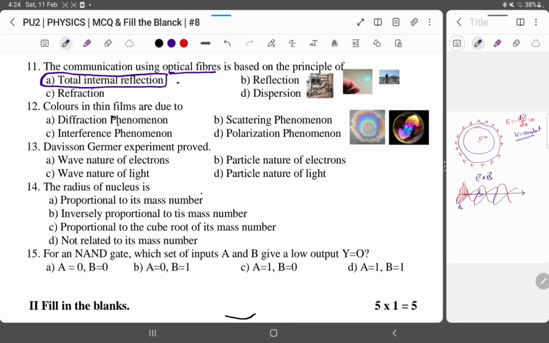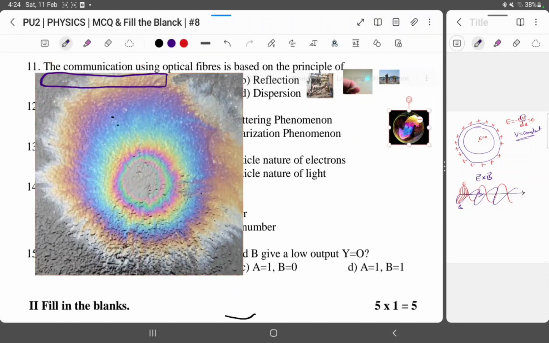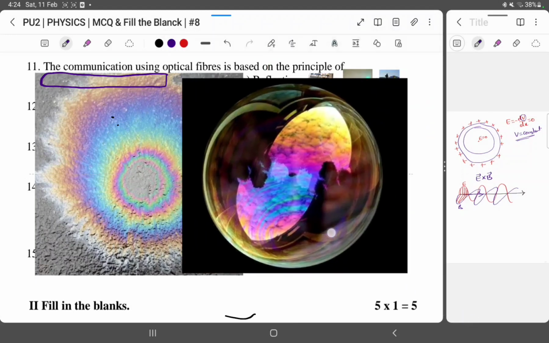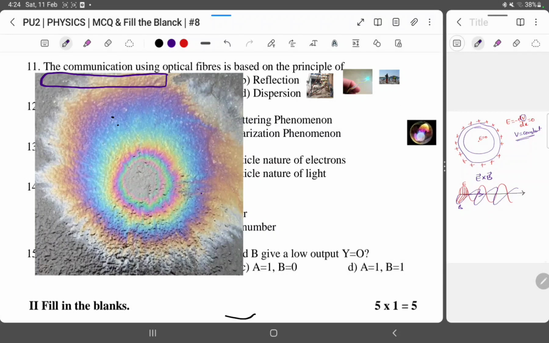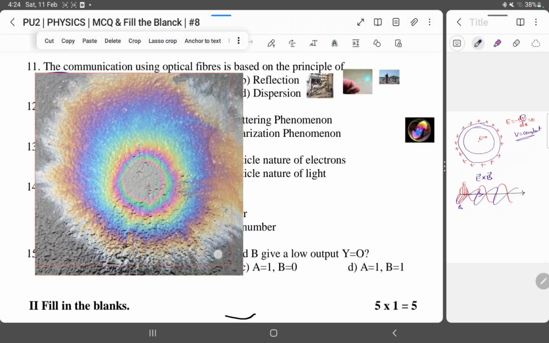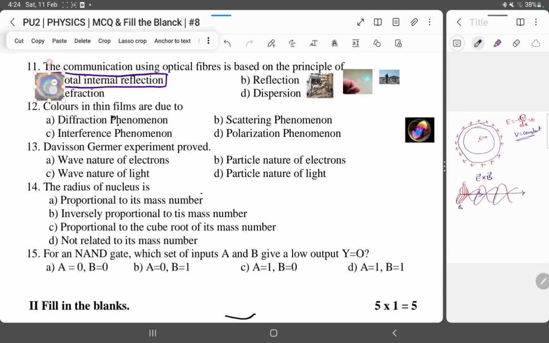Okay, now we'll move on to the next question, dear students. That is, colors in thin film are due to. Why do we get colors like this? Think of it. How do we get colors like this? Okay, so it is mainly due to interference. See, light undergoes many different processes, phenomena.